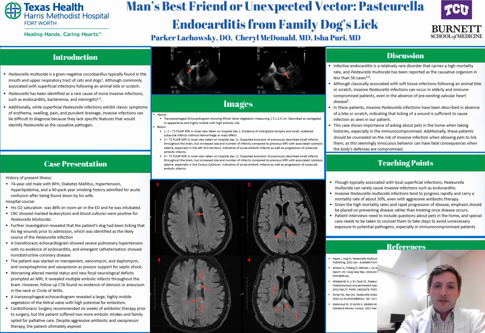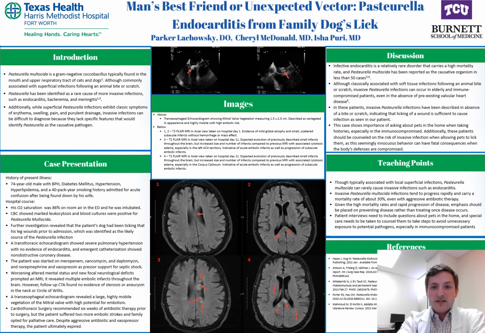So our teaching points from this case are that although typically associated with superficial infections, Pasteurella can rarely cause invasive infections such as endocarditis. Invasive Pasteurella infections tend to progress rapidly and carry a mortality rate of about 30%, even with aggressive antibiotic therapy. Given the high mortality rates and rapid progression of disease, emphasis should be placed on preventing disease rather than treating once disease occurs.